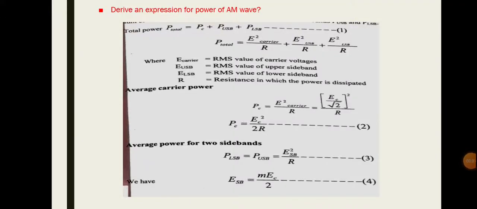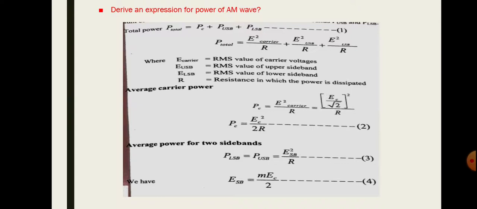Hi students, in this session we will discuss the power of the AM wave. We know that in the case of an amplitude modulated wave there will be three components, that is carrier signal, upper sideband and lower sideband.